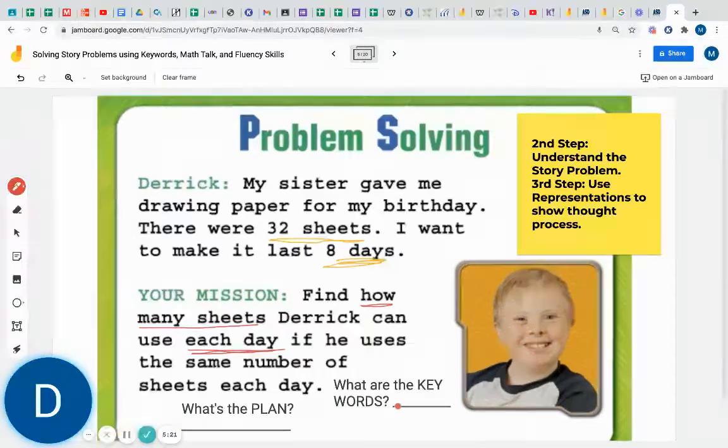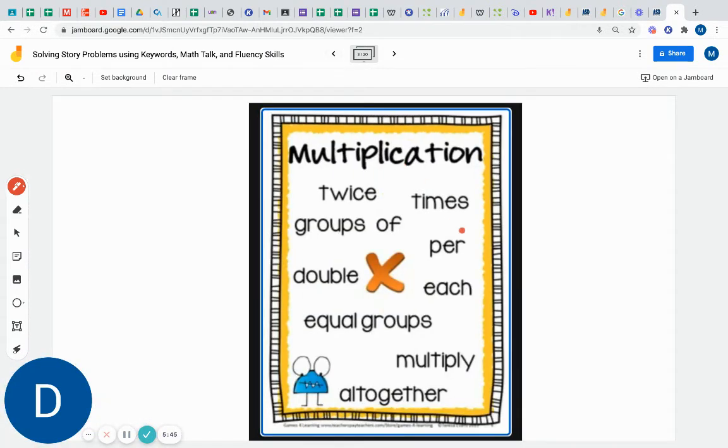So we need to write down what are the key words. So we found that it's each day. Each. So how many sheets for each day? And we looked at our options. We saw that in the multiplication chart, it did mention each day, right here, each, or equal groups.